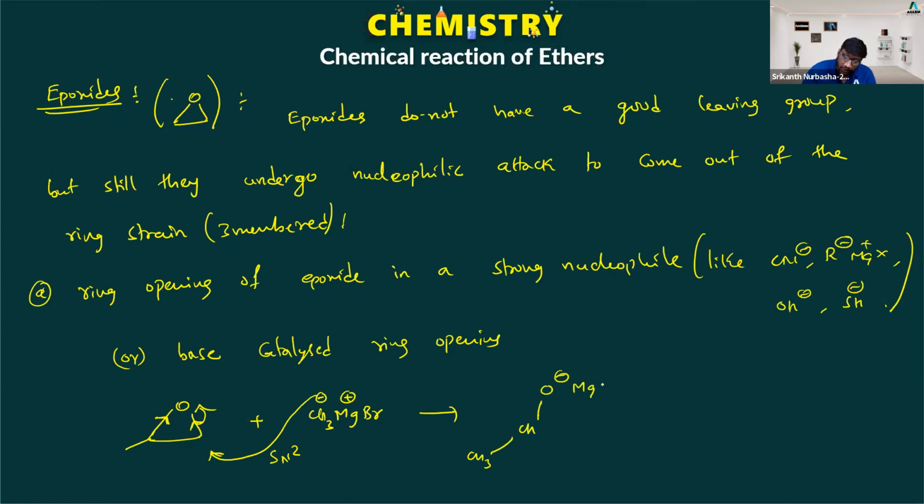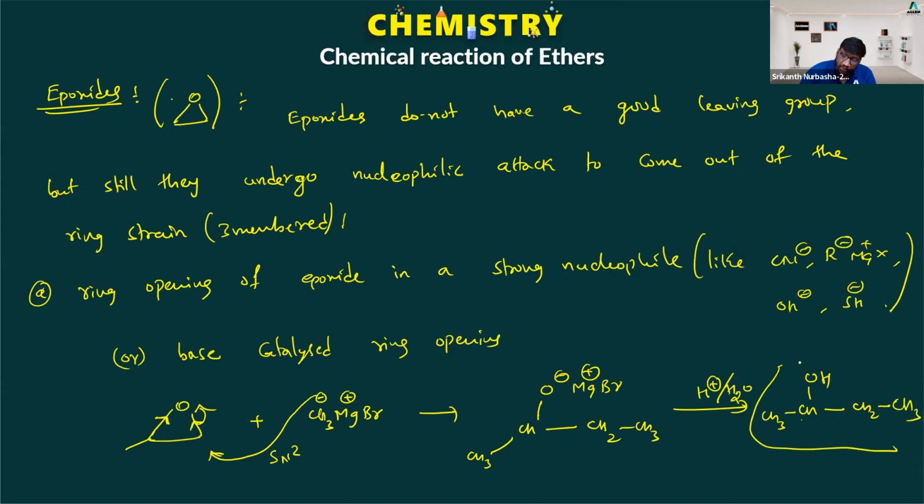O minus will have electrostatic force of attraction with MgBr plus. CH is also connected to CH2, and this CH2 is connected with CH3. Upon hydrolysis, with H plus in the presence of H2O, it forms what? CH3, CHOH, CH2, CH3. Everyone got this or not? This type of alcohol is obtained, along with MgBrOH.